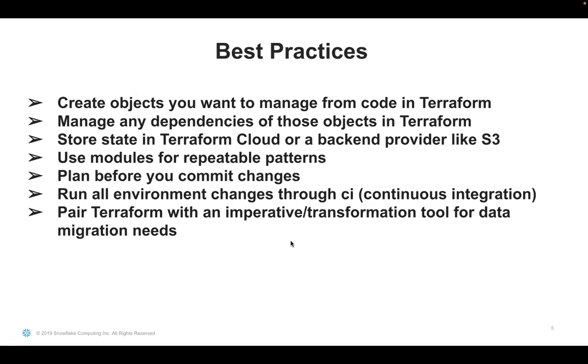When you're looking at imperative tools that pair well with Terraform, we see a lot of customers using technologies like Flyway and Sqitch. We have a tool we built called Schema Change. But there's a whole ecosystem of imperative tools that help with these data migration needs. dbt is also very popular here to be able to host and change the models in place.